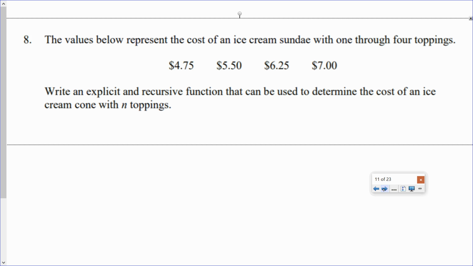So, the first thing you have to determine is if it's arithmetic or geometric. To do that, subtract, subtract, subtract, divide, divide, divide. Subtract 550 and 475, 625 and 550, 700 and 625. See if they subtract to the same amount. If so, it's arithmetic. Divide, divide, divide them. If they divide to the same amount, then it's geometric. So why don't you take about 30 seconds and determine if it's arithmetic or geometric.